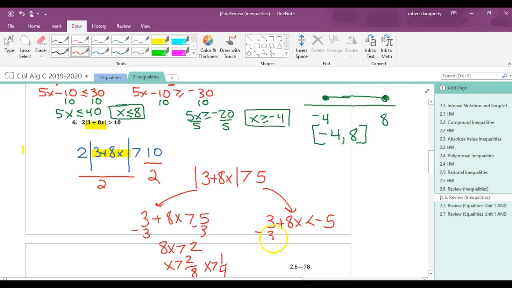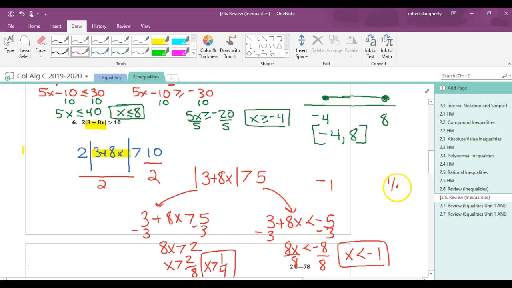Over here, subtract 3 from both sides, and I get 8x is less than -8. Divide both sides by 8. That gives me x is less than -1. Okay, greater than 1/4, less than -1. So on a number line, -1, 1/4.